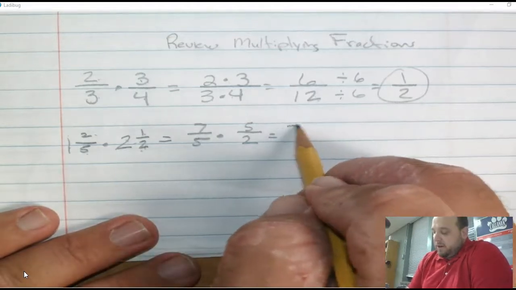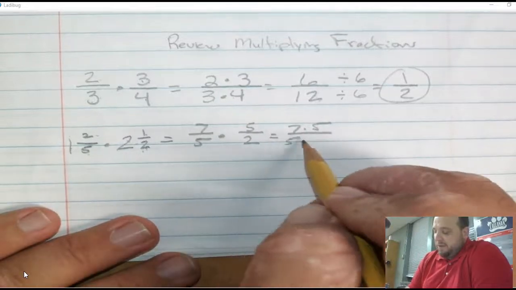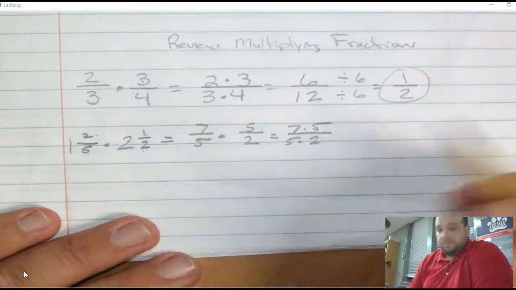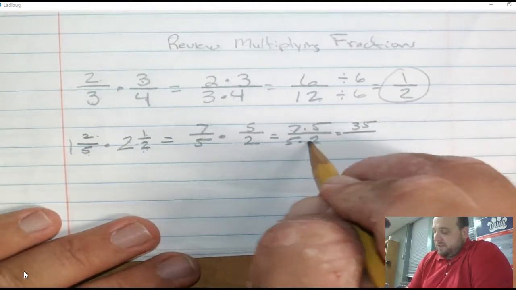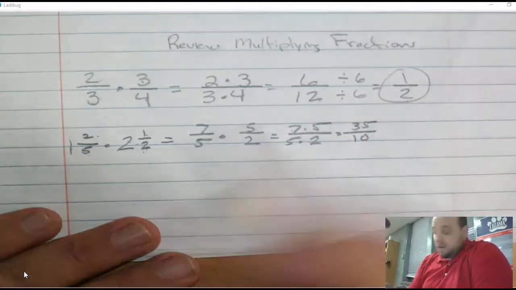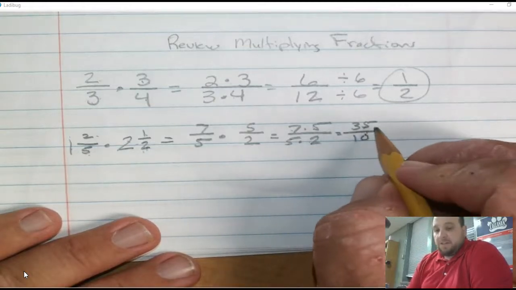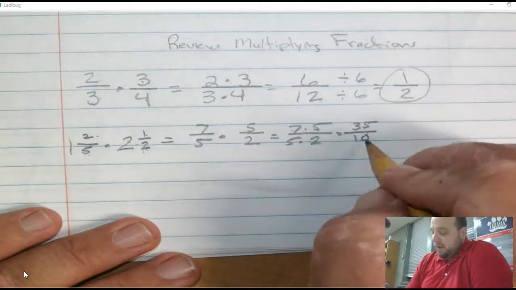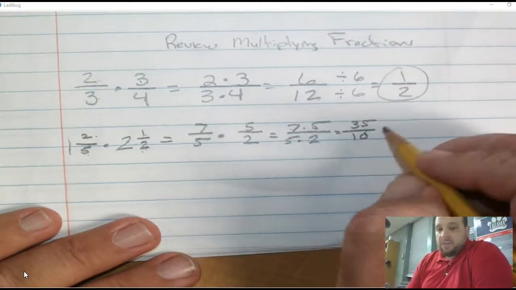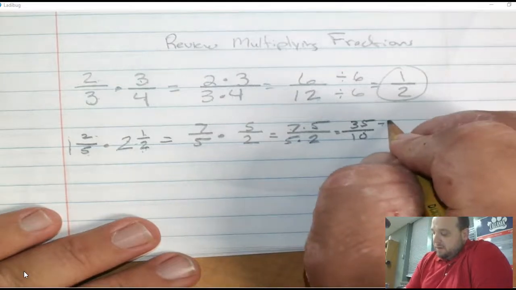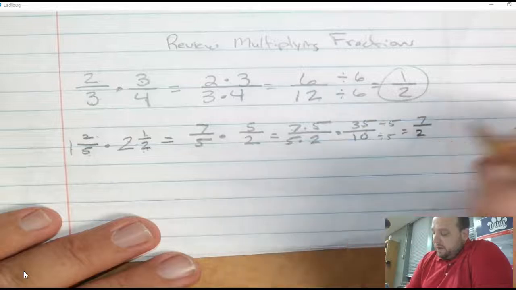So I'm going to take the numerator, 7, times the other numerator, 5. I'm going to take the denominator 5, and multiply it by the other denominator of 2. 7 times 5 is 35. 5 times 2 is 10. 35 over 10 can be written as an improper fraction. It can be written as a mixed number. Okay, but before I do that, I'm going to go ahead and simplify it to simplest terms. The largest number that goes into both 35 and 10 is 5. So I'm going to divide by 5, and I get 7 over 2.